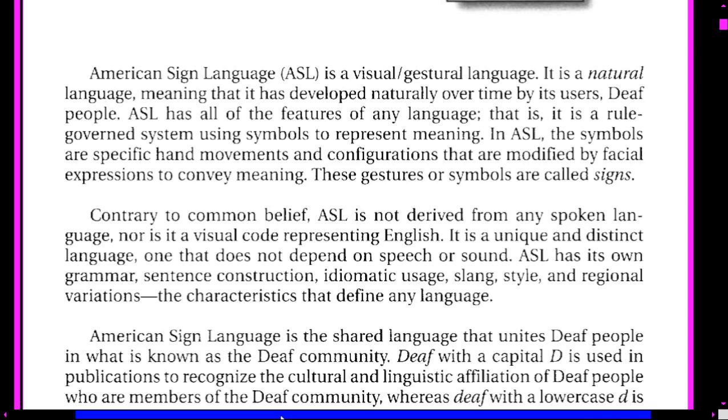Contrary to common belief, ASL is not derived from any spoken Latin language, nor is it a visual code representing English. It is a unique and distinct language, one that does not depend on speech or sound. ASL has its own grammar, sentence construction, idiomatic usage, slang, style, and regional variations, the characteristics that define any language, American Sign Language.